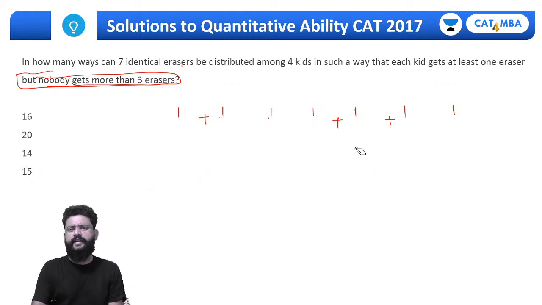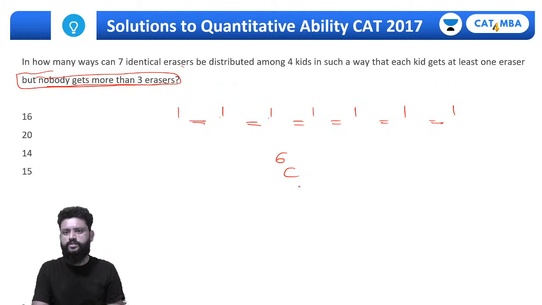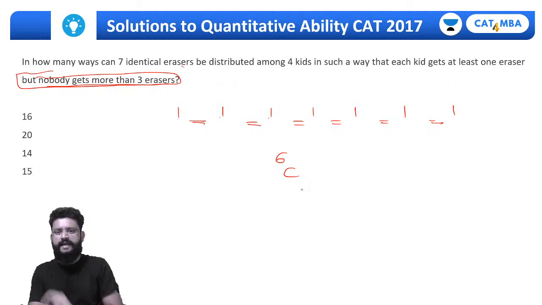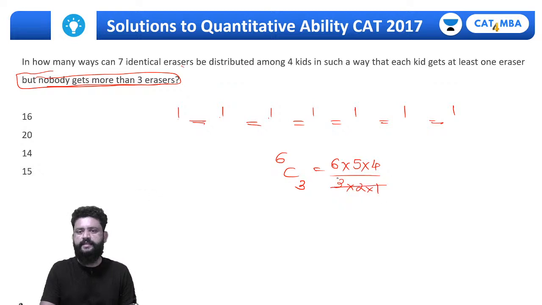So basically what we have to do is just put 3 plus signs in between these gaps. So how many gaps do I have? 1, 2, 3, 4, 5 and 6 gaps. In how many ways can I put 3 plus signs? I can select 3 gaps out of 6. In how many ways can I select 3 gaps out of 6? It is 6C3, that is 6 into 5 into 4 upon 3 into 2. That's quite easy, but the answer is not 20, guys.